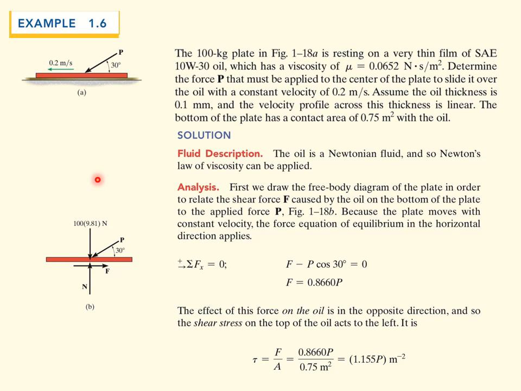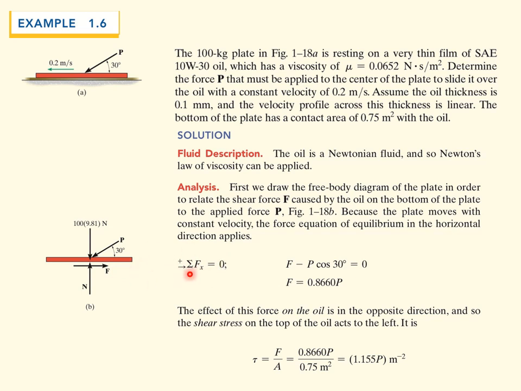So first thing we can do is draw a free body diagram of the plate. We also have the weight pushing down on it. It's 100 times g. Again, these are in metric units. So 100 kilograms times g, that's the downward force. The upward force is the normal force of the bottom pushing up on the top. P is the applied force at a 30 degree angle.